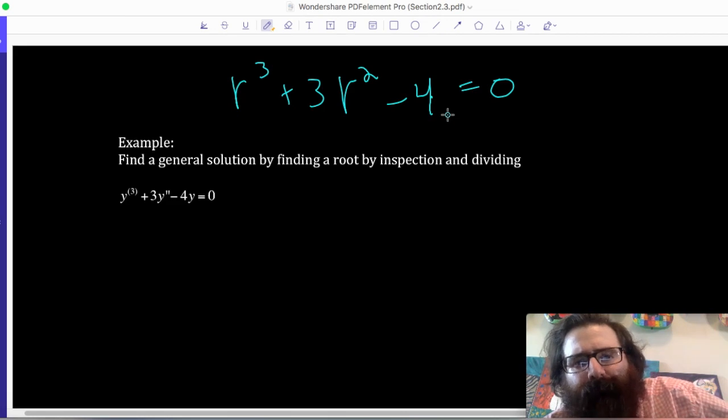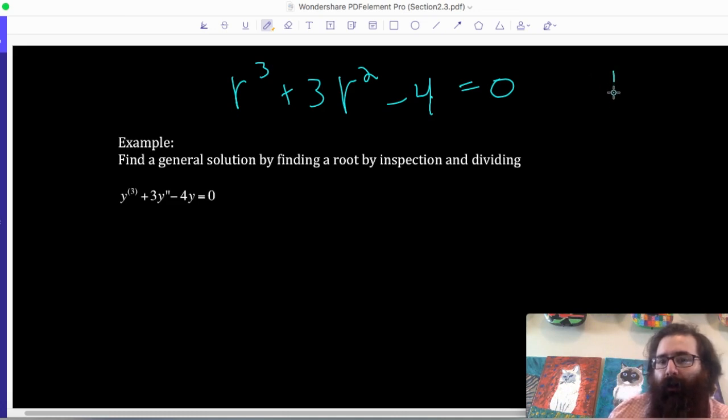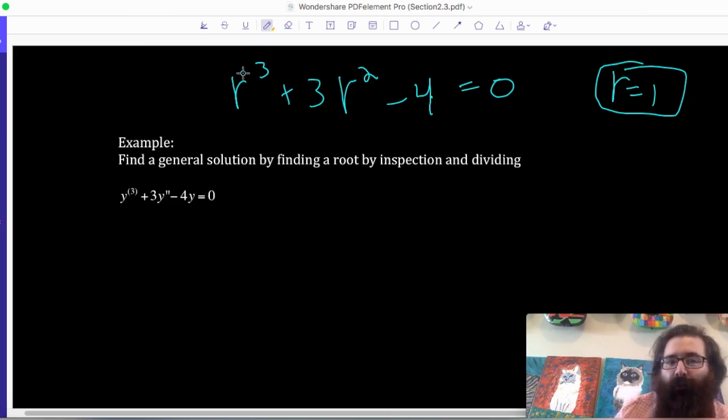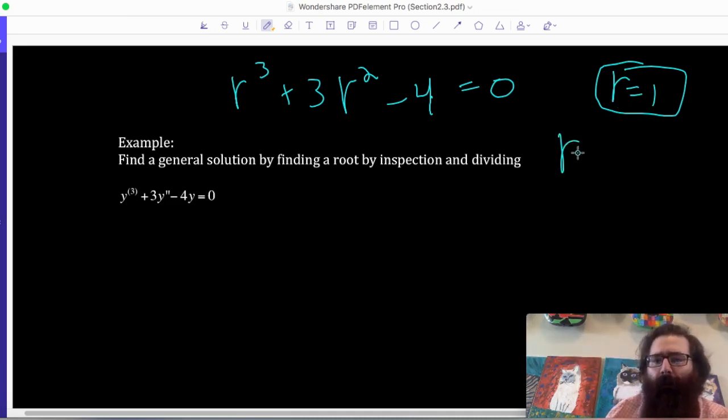What did you decide? I'm looking at this, and hopefully I don't have to look too far to realize that r equals 1 is going to be a solution. That if I have 1 cubed plus 3 times 1 squared minus 4, that gives me 1 plus 3 minus 4 gives me 0. So if r equals 1 is a solution, try to think backwards. That means r minus 1 is a factor. Right? Because when we factor it, we then set the factor equal to 0. So if we had r equals 1, that really came from r minus 1 equals 0 as a factor.